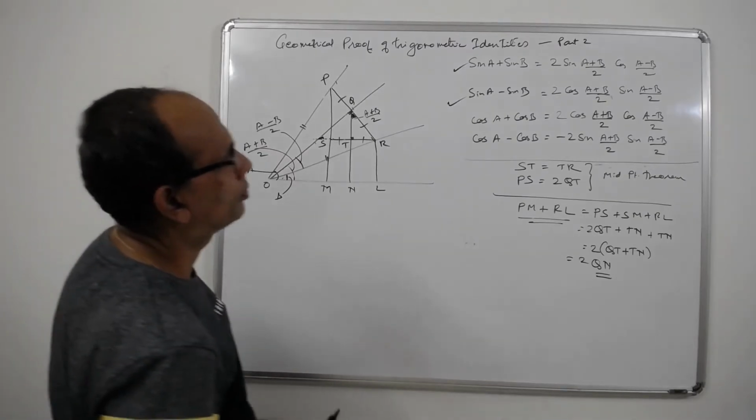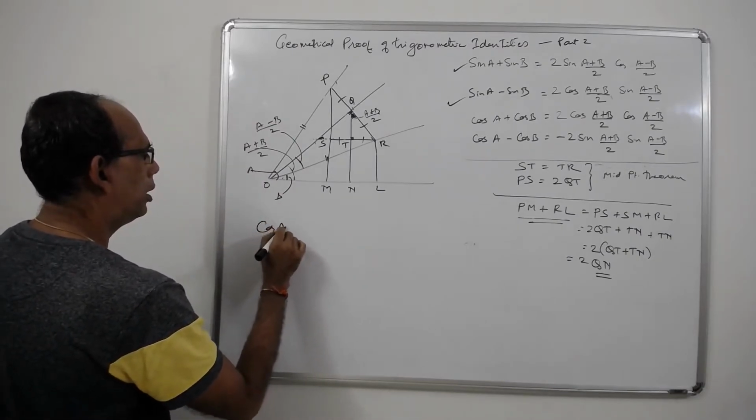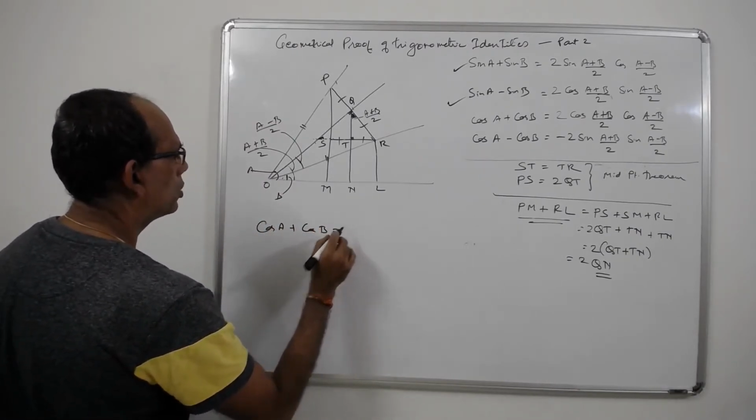Okay, let's do the third one. Cos A plus cos B. That gives us what is cos A.